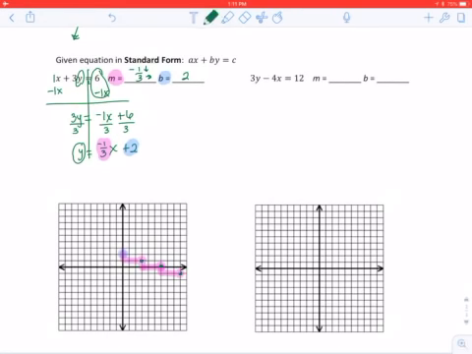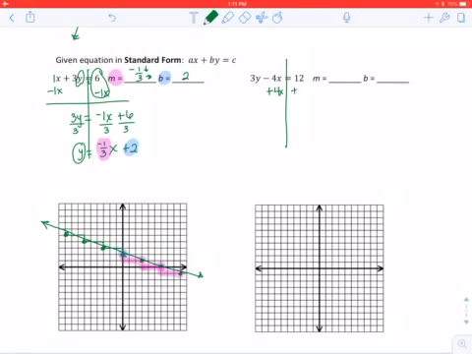Once you've gone as far as you can in that direction, you need to go back where you started and go the other way. So now up 1 and left 3. Okay? Once you have all the points that will fit on your graph, you're going to connect them and put arrows on the ends. All right, the last one, we need to solve for y.